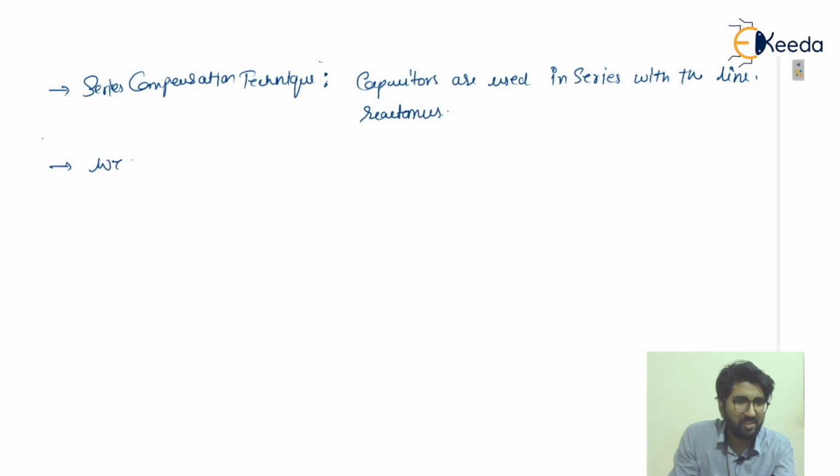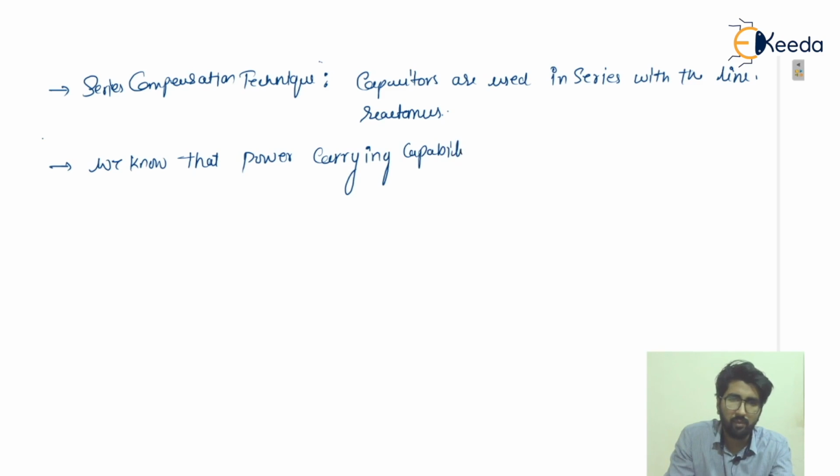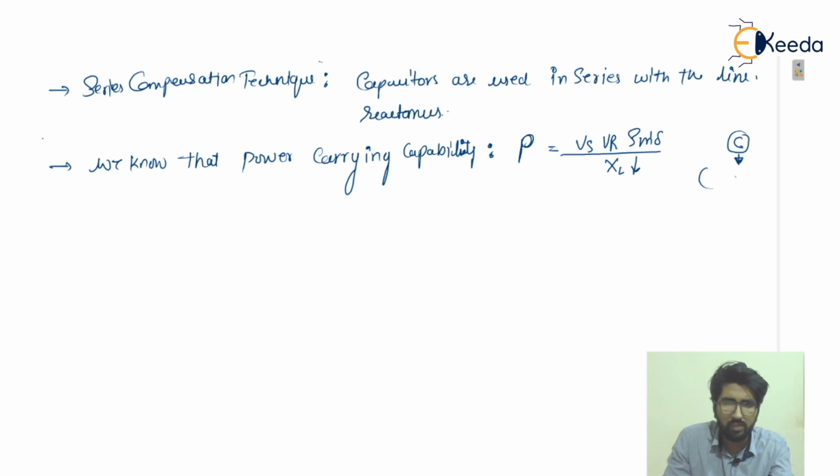Now we know that the power carrying capability, what is the power carrying capability? That is represented by P, and which is actually Vs Vr sine delta upon reactance XL. Okay, by using the capacitor, the total reactance will decrease, because due to this capacitor, the capacitive reactance is called Xc, which is minus j upon omega c. So due to this negative, XL will decrease, the total reactance will decrease. As the total reactance will decrease, the power carrying capability will increase.